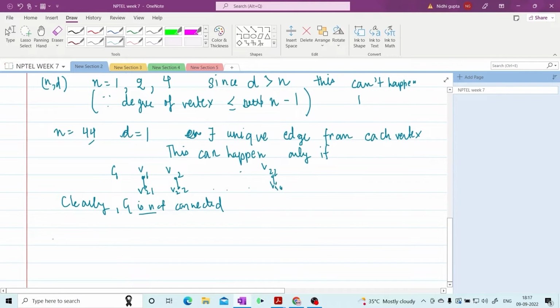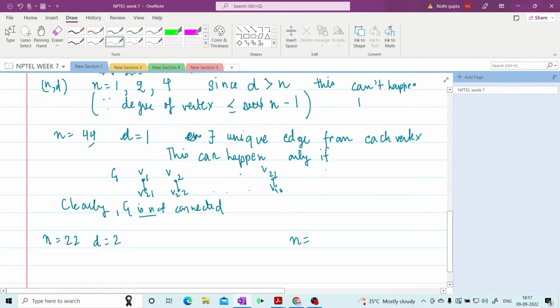So we see that this also cannot happen if n is equal to 44 and d is equal to 1. Now we are left with two cases: n is equal to 22, d is equal to 2, and n is equal to 11, and d is equal to 4. So n equal to 22 and d equal to 2. This says that if you have a vertex v1, we have two vertices coming out of it, because the degree of v1 is 2, so we'll have a vertex here and a vertex here, and no more vertices. Similarly for v2, we already have vertex 1, so we can have one more vertex.